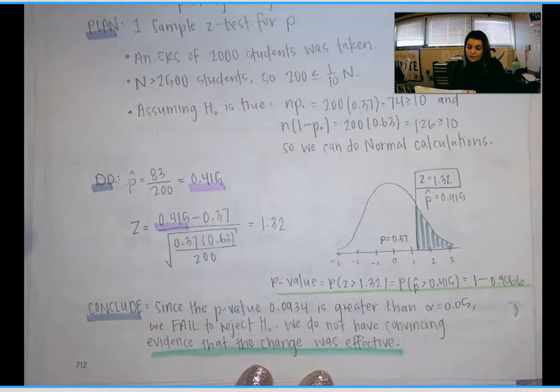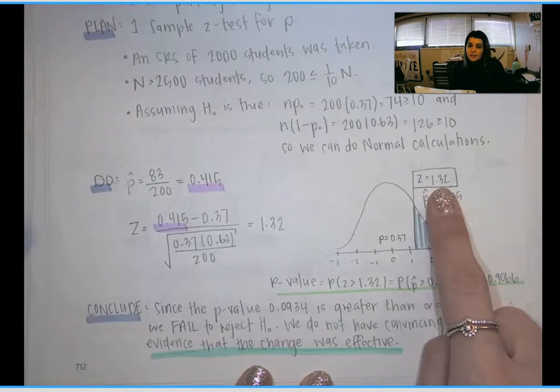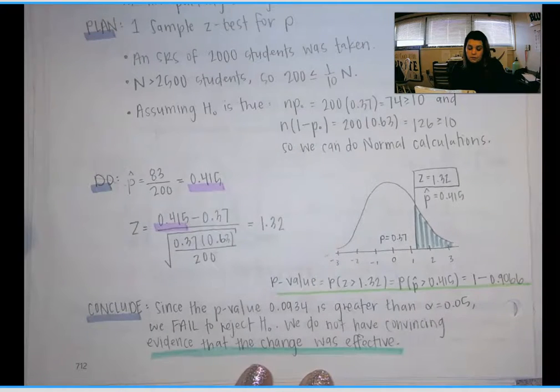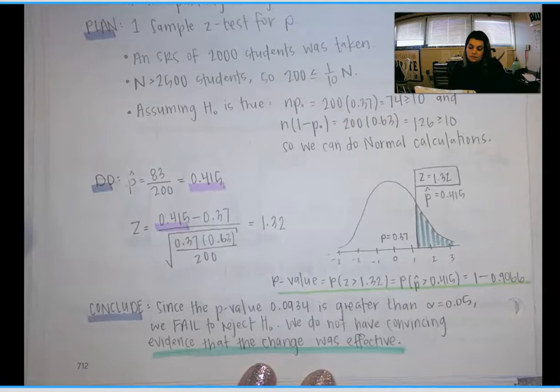A sample value of 41.5% is 1.32 standard deviations above the claimed value. The chance that I would get the sample that I got if the null was true is 9% in this case. So we failed to reject. We do not have convincing evidence that the change was effective.